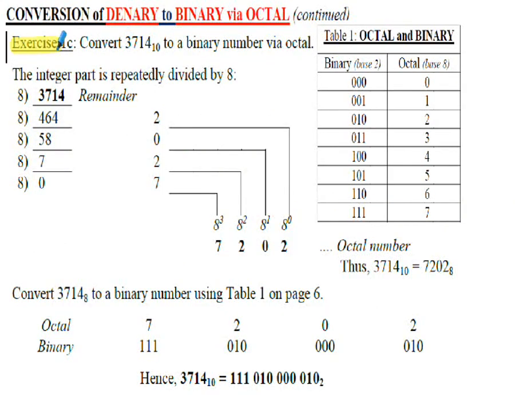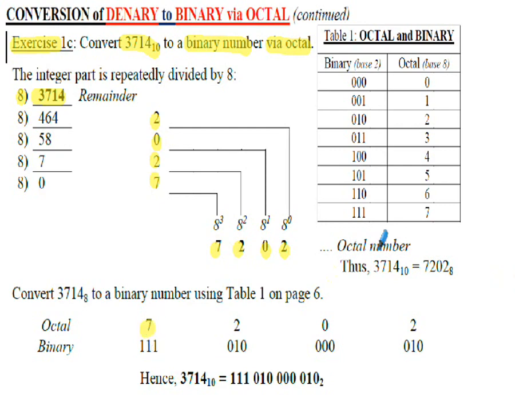Exercise 1c solutions. We're asked to convert 3714 in base 10 into a binary number via octal. The first thing we need to do is take the 3714 and repeatedly divide it by 8, looking at the remainders that form the octal number, which should be 7202 in octal. To convert this octal number to binary, we simply use table 1.